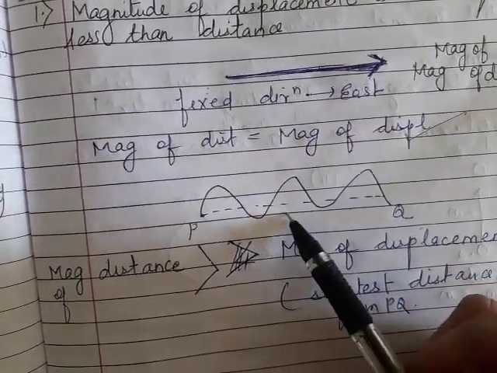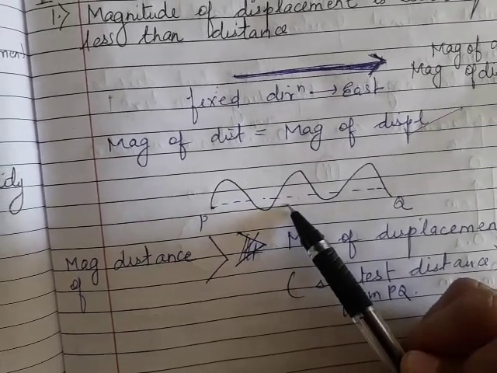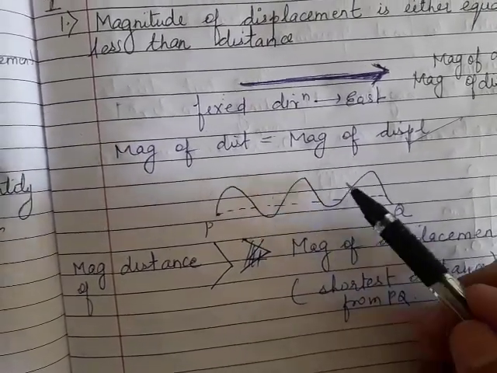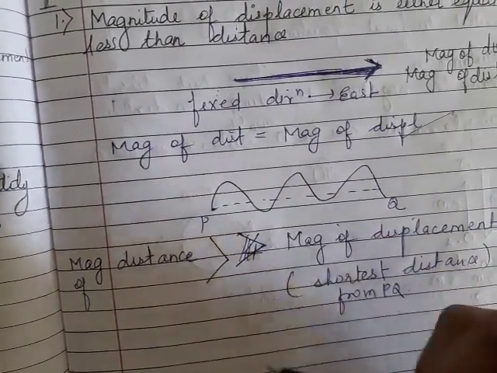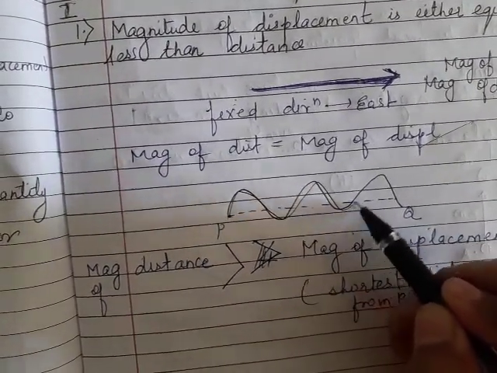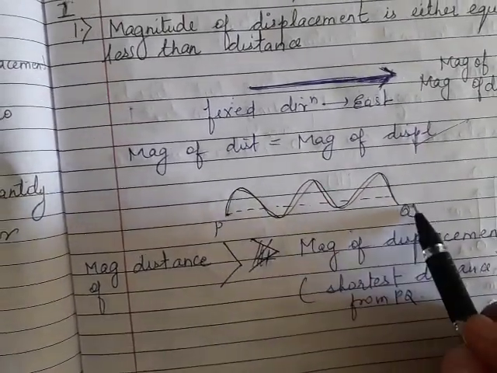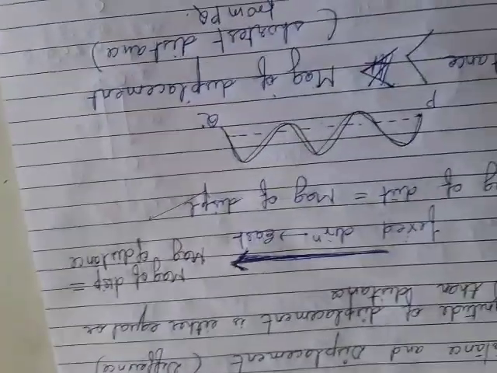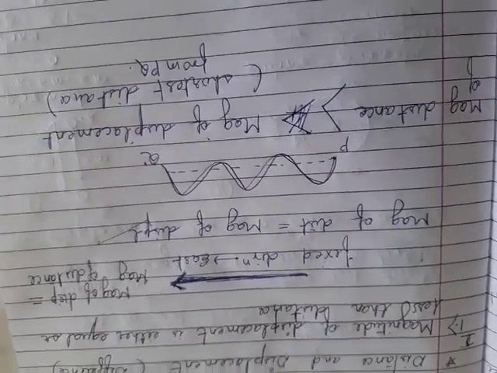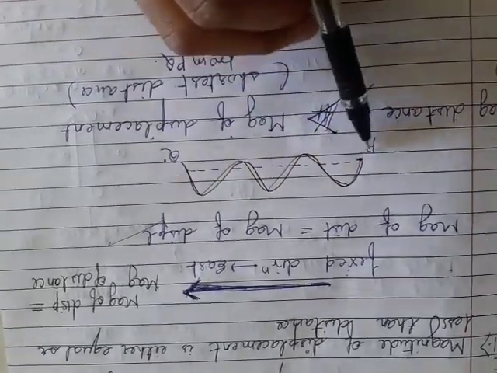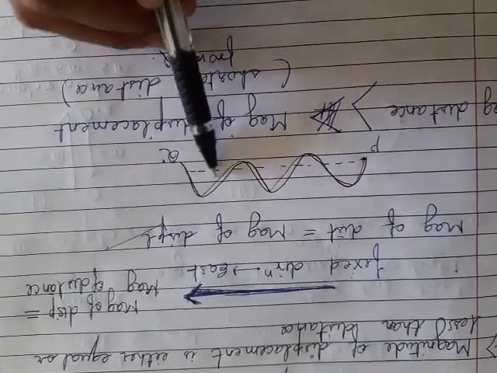Now let us take another example. If the motion is in a curved or zigzag path, as I read on page 29, the magnitude of displacement is always less than the distance. How much less? The question comes. For example, you are walking in a zigzag path from P to Q. This is actually your distance. Here, if we see, this is a curved path, and from here to here you are moving.